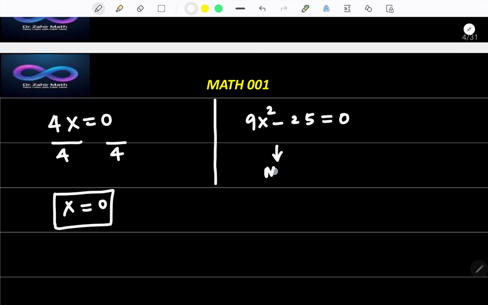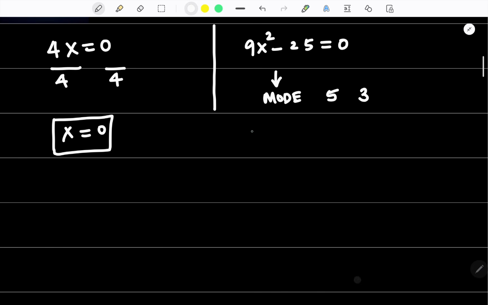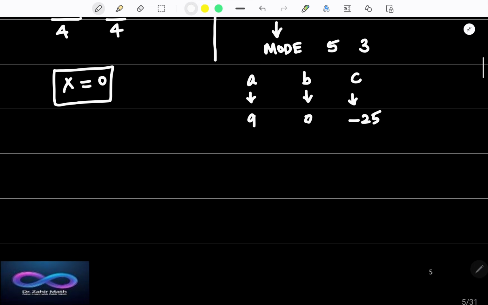Now take your calculator. Yes, mode 5 but then 3. So if you use this, the screen will ask A, B, C. What's your A? It is the x square coefficient, 9. What's your B? It is 0. What's your C? Negative 25. Keep in your mind every time you forget this negative. Yes. Come on, press equal.